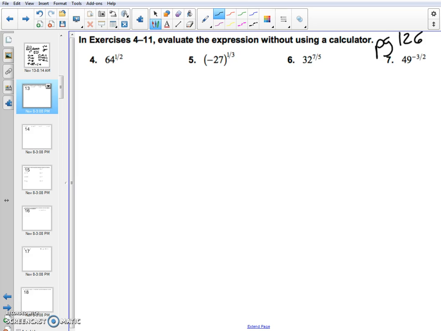So the first one, my power is 1, but my root is 2, so this is like saying the square root of 64, which we know is just 8, because 8 times 8 is 64. All right, next one here.